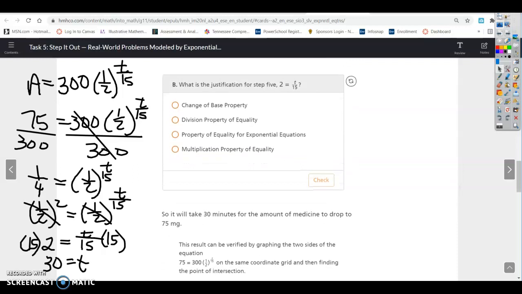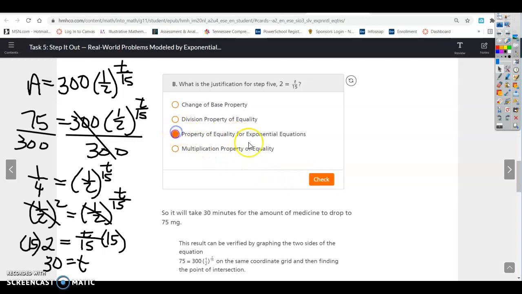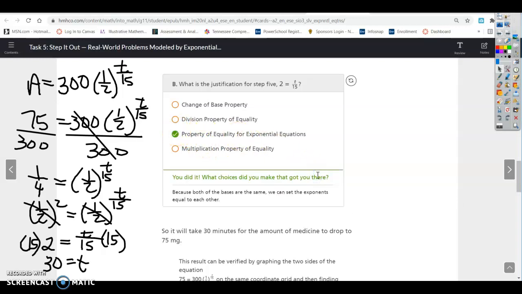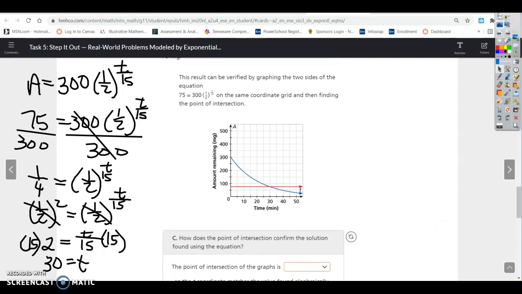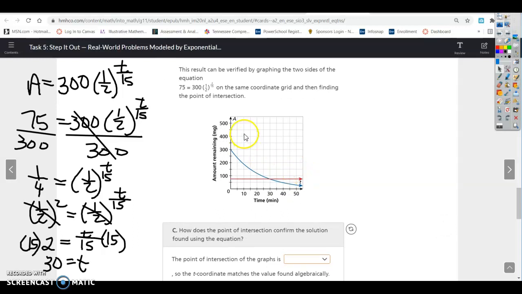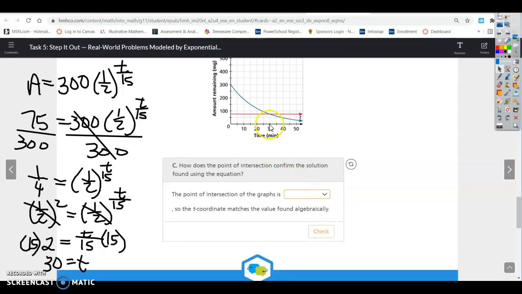All right, so what is the justification for step 5? 2 equals t over 15. So that was your property of equality for exponents. And it says, so it will take 30 minutes for the amount of medicine to drop to 75 milligrams. The result can be verified by graphing the two sides. So they've graphed 75 here, and they've graphed the exponential decay function here. And you can see at 30, 75 is when they intersect.